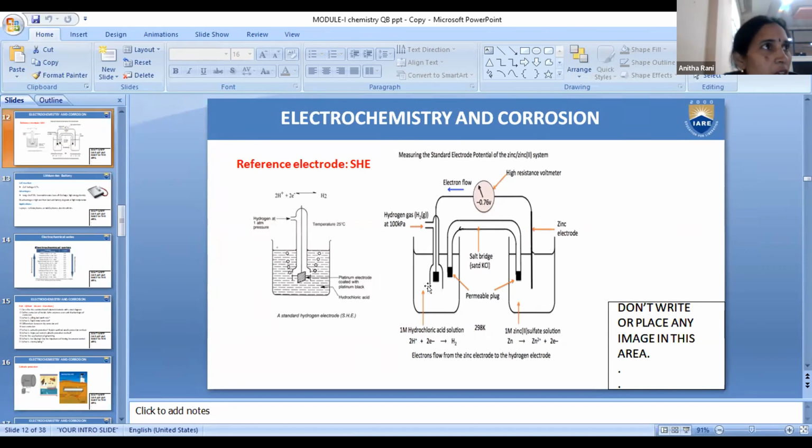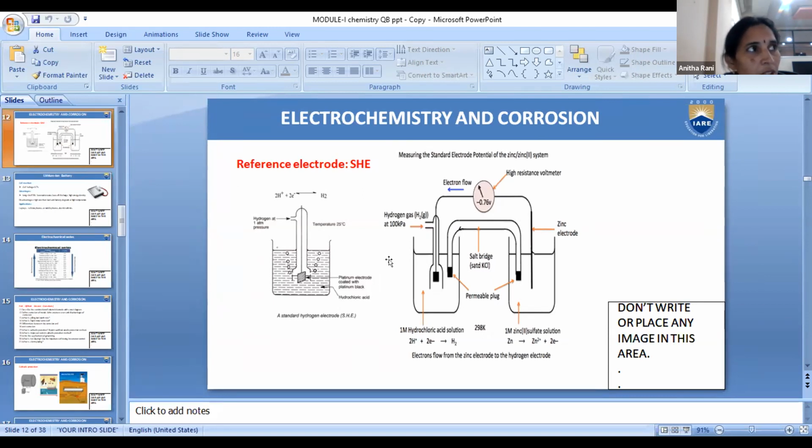Now here the standard hydrogen electrode acts as the cathode. What does the cathode reaction mean? What is the reduction reaction? Gaining of electrons. Reduction reaction means gaining of electrons. So at the anode, an oxidation reaction takes place, and at the cathode, a reduction reaction takes place.